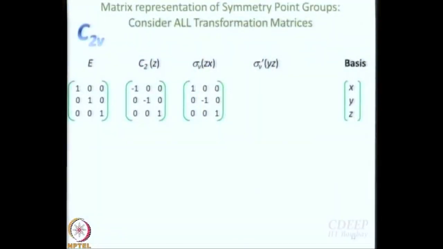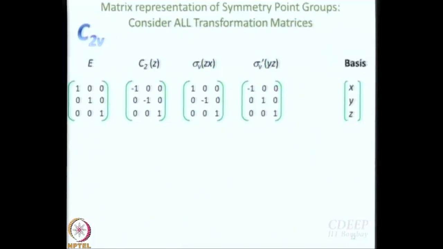So, the character becomes 0 in that case, but once again it is an extreme case of mixing where the original coordinate does not have any contribution in the transformed coordinate at all, okay, fine. Then sigma v dashed yz, this is very easy now. y and z will not change sign, x will change sign. So, what will it be? Minus 1 0 0, 0 1 0, 0 0 1, right.